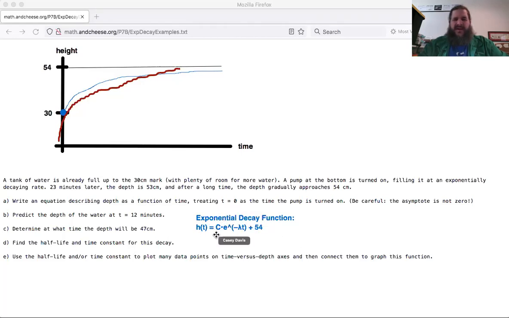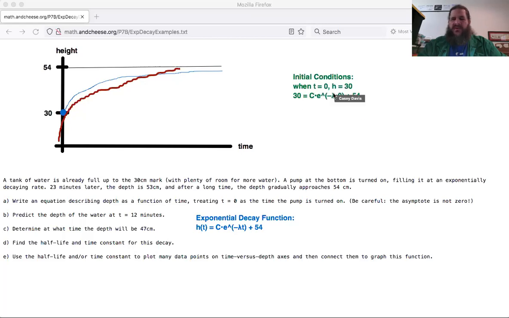For example, to find c presumably has something to do with the initial conditions. At the initial conditions, what's the value of t and what's the value of h? Yeah, we know that when t equals 0, h equals 30. So we can fill in those values. If we just take this entire function, but we replace t with 0 and replace h with 30 centimeters, then we should now be able to solve for c.